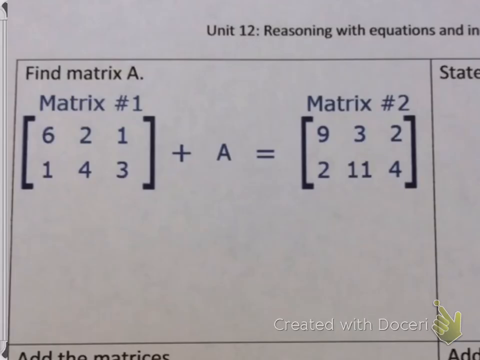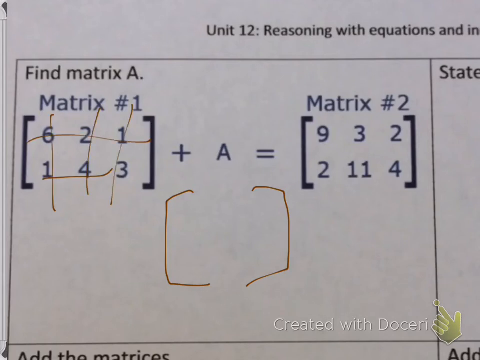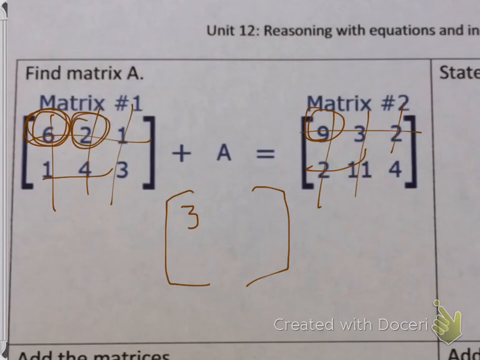All right, sometimes you're going to be missing the middle matrix, so we're going to see what matrix we would have to have added to this first one in order to get the second one. Knowing that this is a 2 by 3, I know that I had to have added a 2 by 3 to get a 2 by 3 for my answer. So what did I add to 6 to get to 9? That would be a 3. What did I add to 2 to get to 3? That would be 1. What did I add to 1 to get to 2? That would be another 1.